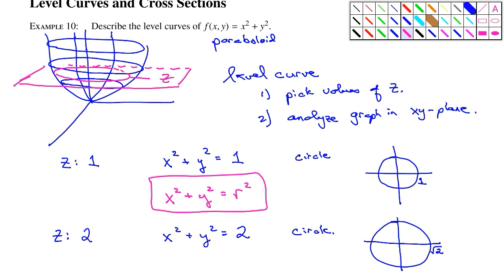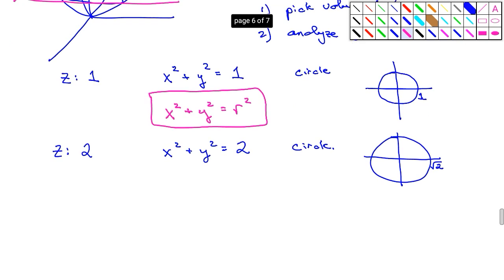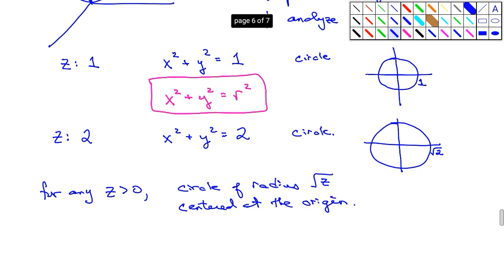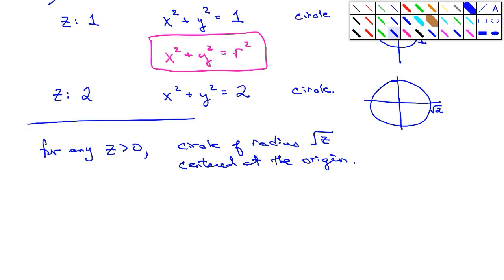Now, how do we classify all of these? Well, for any z greater than 0, you get a circle of radius square root z centered at the origin. Okay, so that's one classification.